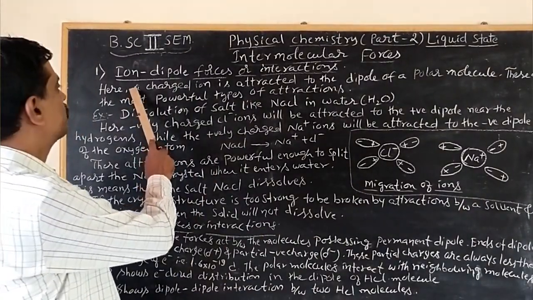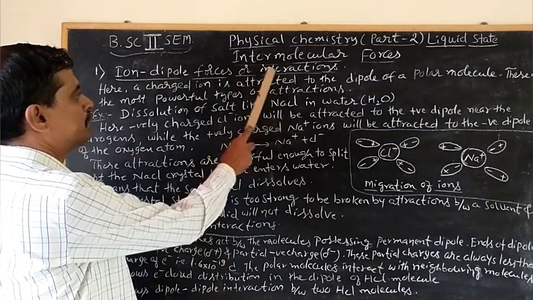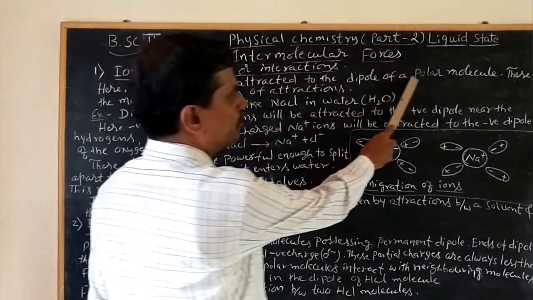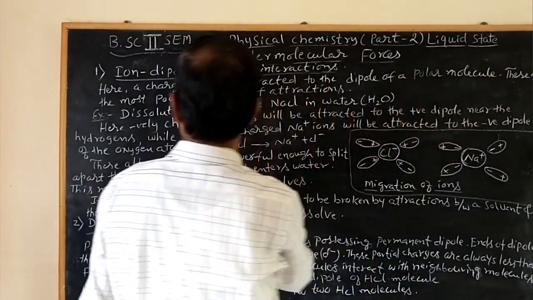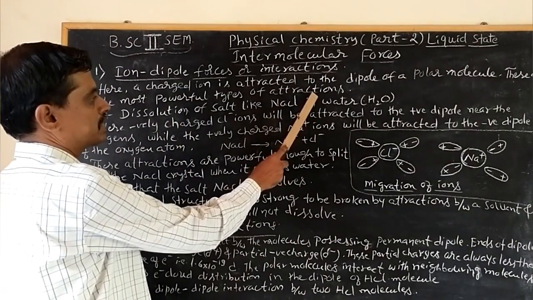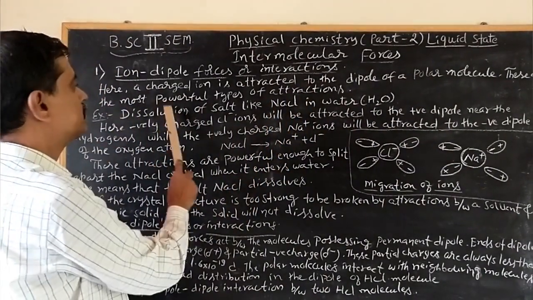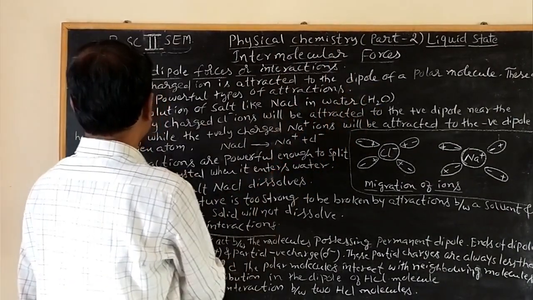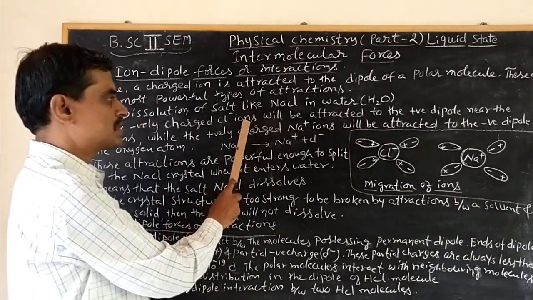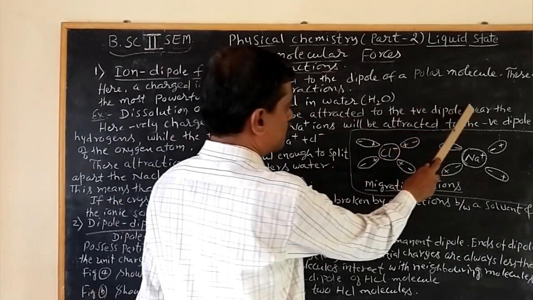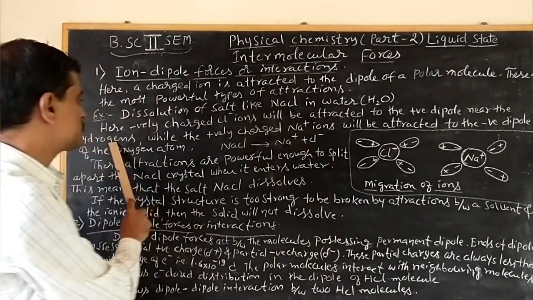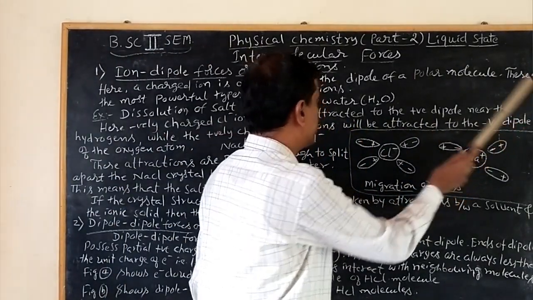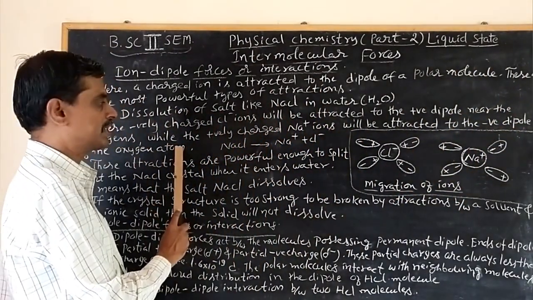The first type we will study now, ion-dipole forces or ion-dipole interactions. Here, a charged ion is attracted to the dipole of a polar molecule. These are the most powerful types of attractions. The example is dissolution of salt like sodium chloride in water. Here, negatively charged Cl- ions will be attracted to the positive dipole near the hydrogens, while the positively charged Na+ ions will be attracted to the negative dipole of the oxygen atom.